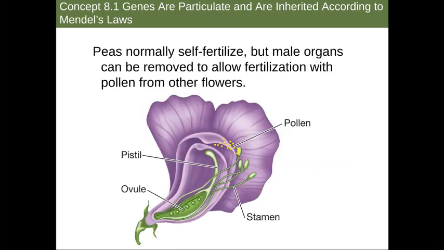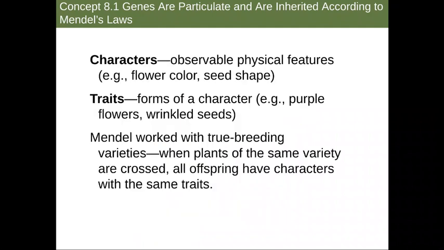So peas will typically self-fertilize, meaning that the male parts, in this case the pollen, will directly fertilize the ovule on the same flower, but we can remove the male parts to prevent self-fertilization within the same flower. So these characters that Mendel looked at, these are observable physical features, things like flower color, seed shape, and then we have traits, things like purple flowers, wrinkled seeds, those pairing the forms of each character.